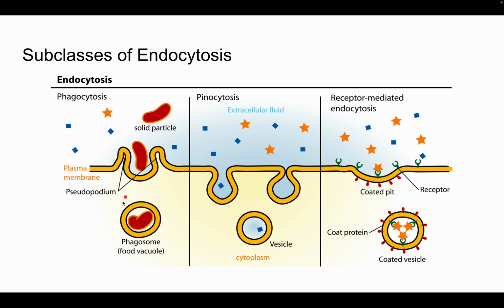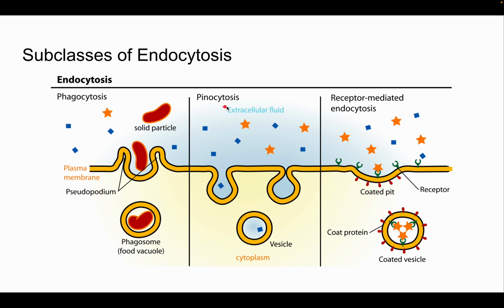And that's going to be called a phagosome, or a food vacuole. And that's going to be their food. And then, like we talked about earlier, the lysosome is going to merge with that food vacuole and digest whatever is in there. The lysosome is just a vesicle that contains all the digestive enzymes.